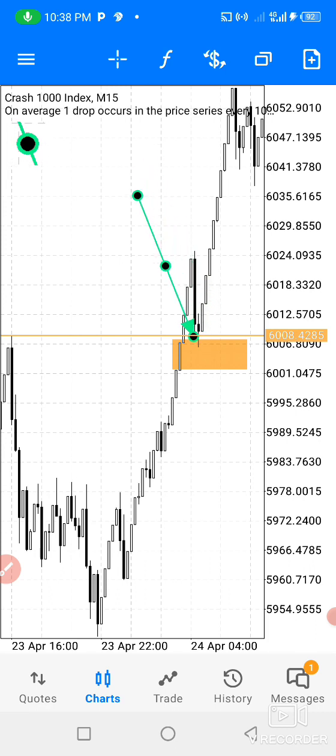This candle got rejected from this zone, then we have a bullish engulfing candle closing above this one, like it engulfed the body. Okay, then the next candle closes above the previous candle. And then we notice that this area was broken. Price took out this area.